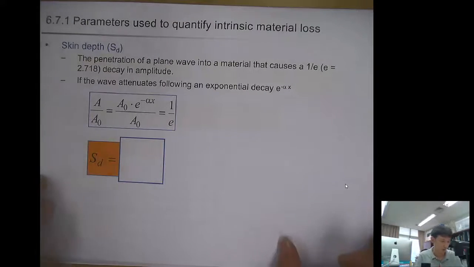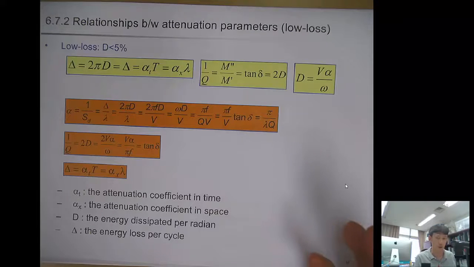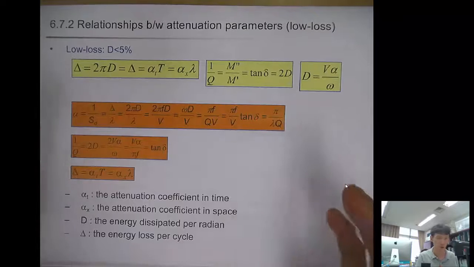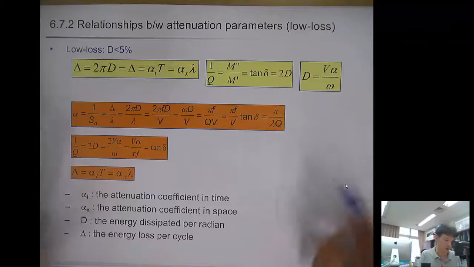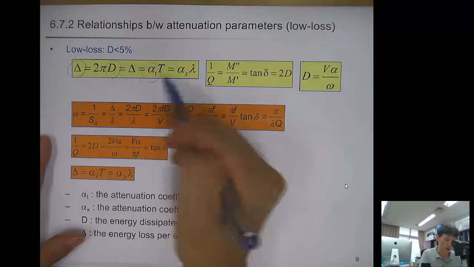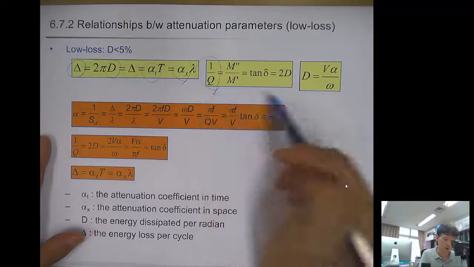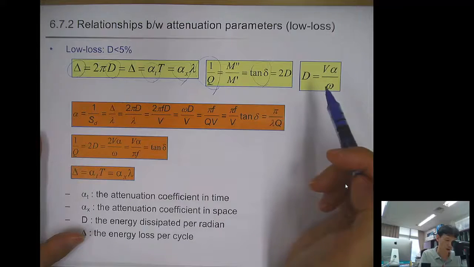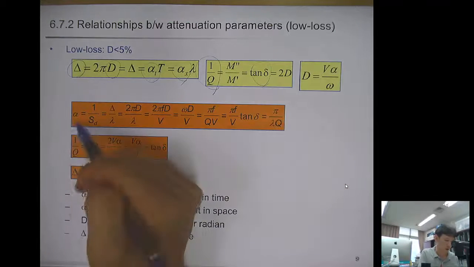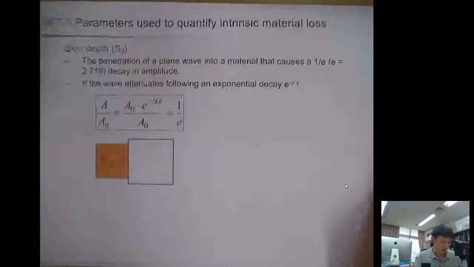So there are numerous different ways to describe the attenuation, but they all indicate the same material loss: delta, or D, or alpha t, or alpha x, or 1 over Q, or tangent delta. They are all the same. Or here also the alpha. Okay, let's go back here.